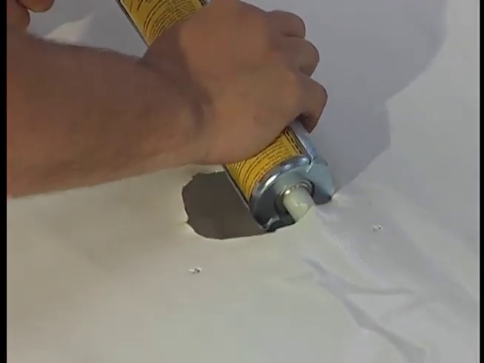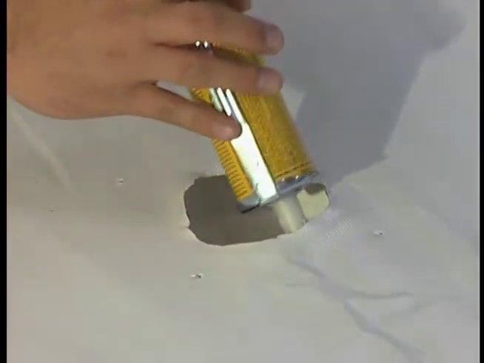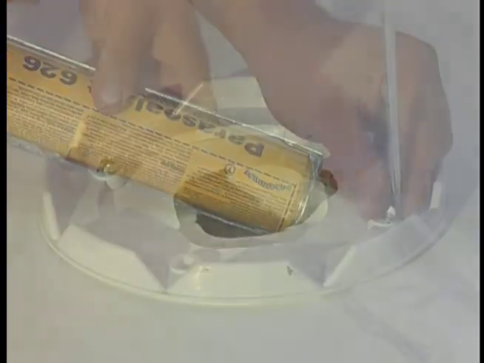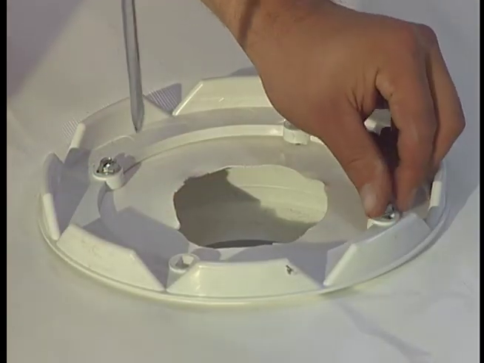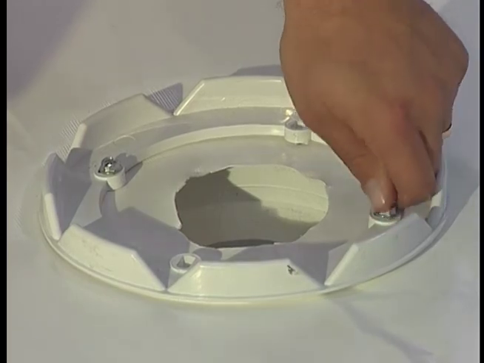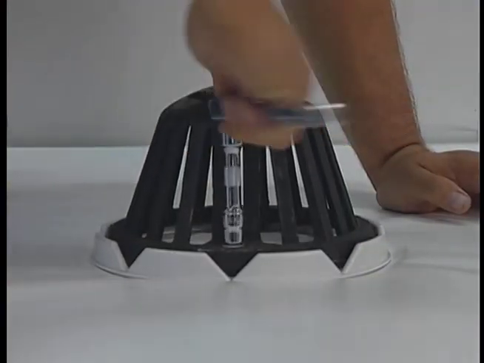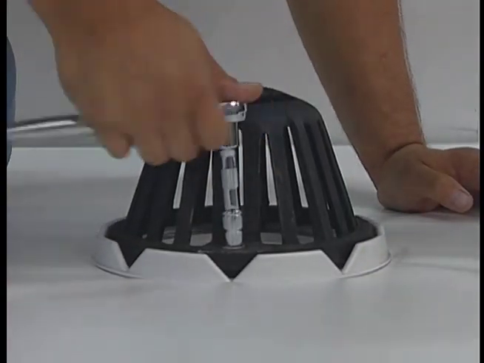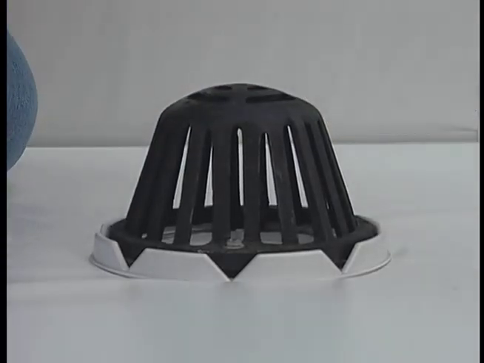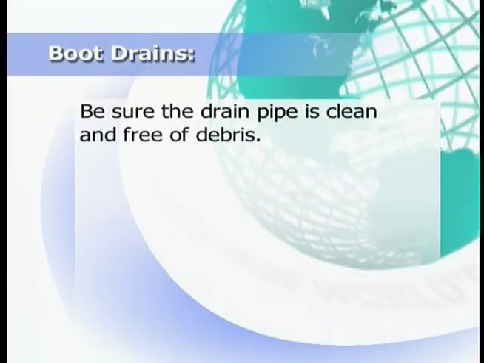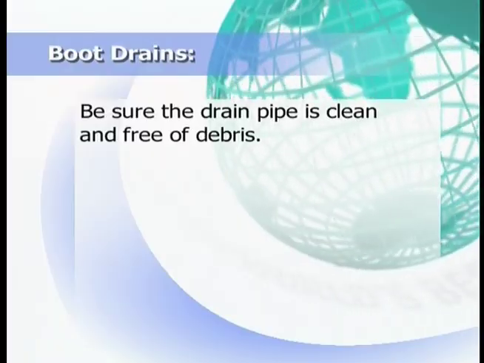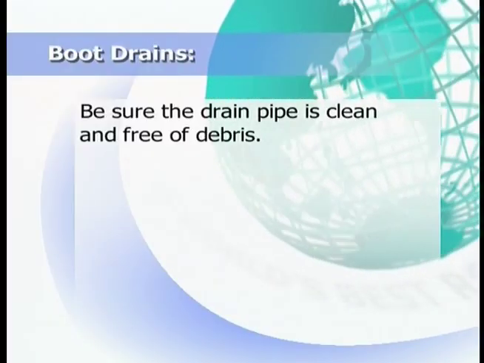Apply a heavy bead of caulk or mastic under the membrane around the base of the drain. Reinstall the ring on top of the membrane and tighten it down. Finish the installation by fastening on the leaf strainer as shown. This completes the procedure.